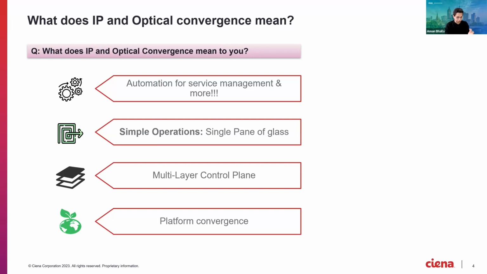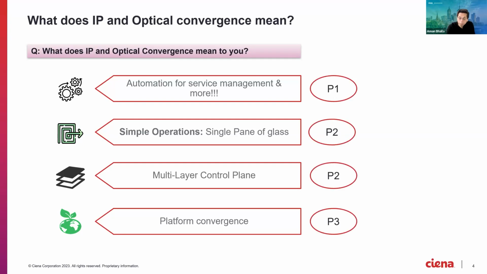Various agencies have conducted various polls, but what I have gathered so far from my interactions is, and one day I would like to hear a broader view as well, that the first point, priority number one, is that people are trying to achieve more automation for service management and more. Then simple operations and a multi-layer control plane is becoming a priority too. And then platform convergence, which is more on the hardware side, is priority 3, leading towards sustainable networks, or I should say overall reducing the TCO of what they deploy in the network as they evolve on the journey. That's priority 3. So this is what we have discovered so far.